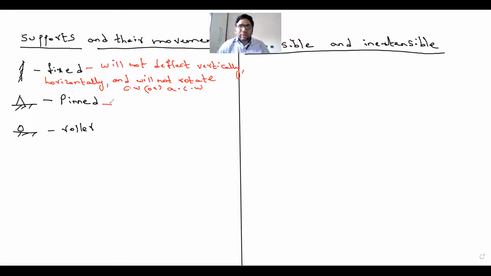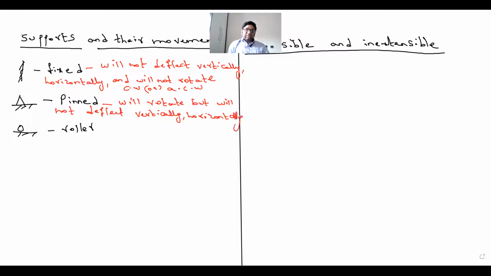When you are considering the door hinge, what is happening? You are opening the door and closing the door, opening and closing. What is happening to the hinge? The hinge is rotating. So it will rotate, but will not deflect vertically or horizontally. Such a good example, right?